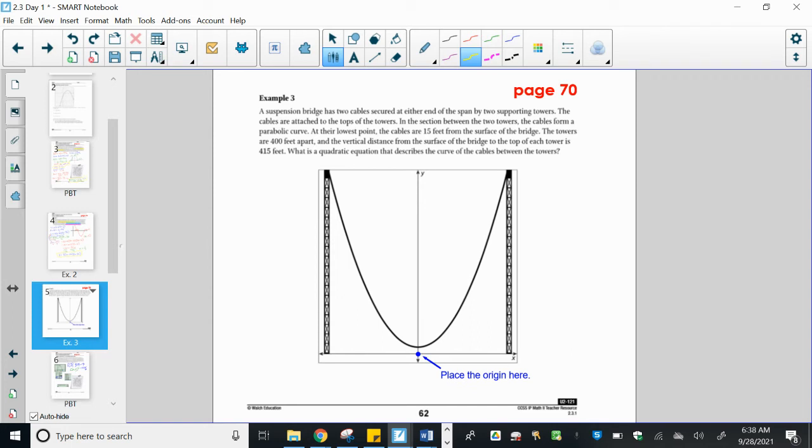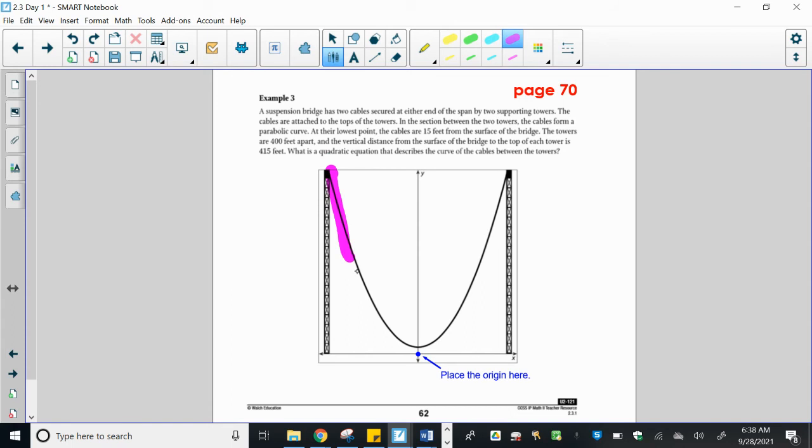All right, so we have this picture here. I gave us a hint. We need to place the origin right here at 0, 0, and then we can start figuring out the different parts of this. So the cables are attached to the top of the towers. In the section between the 2 towers, the cables form a parabola. So we see our parabola in here.